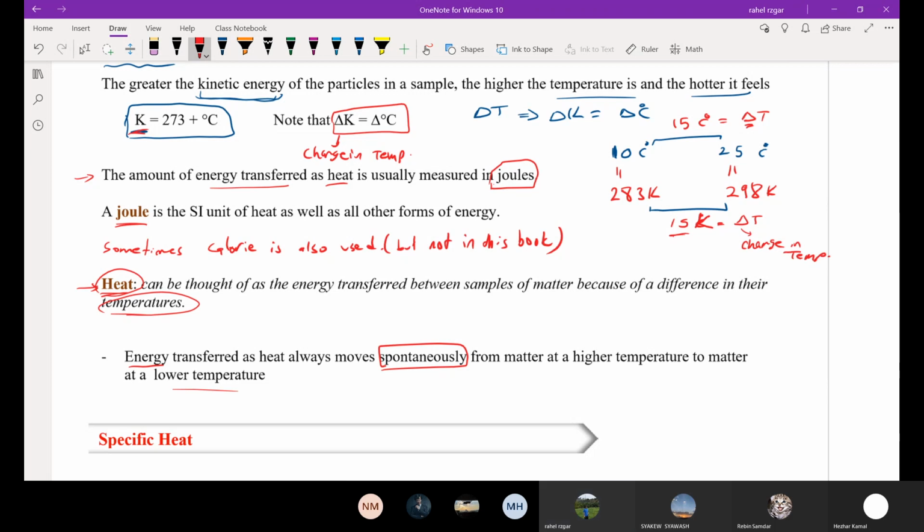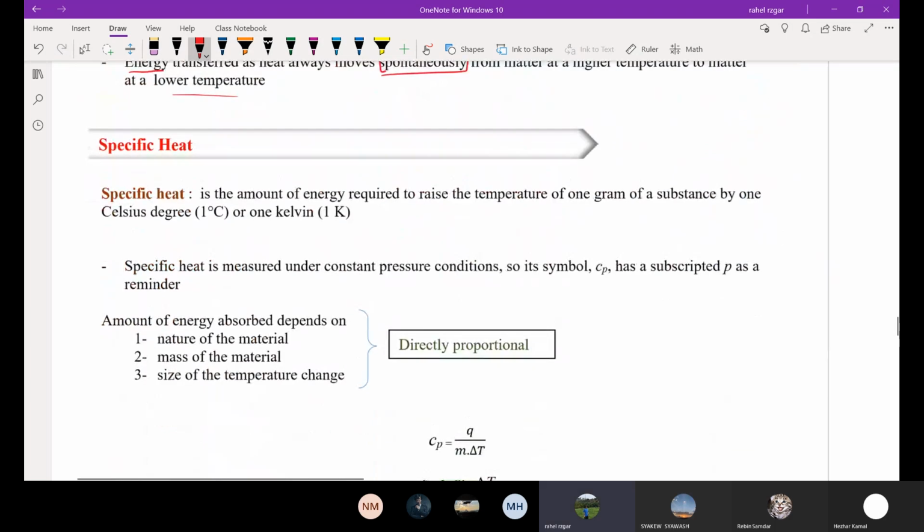Now we'll study specific heat. What is a specific heat? It is the amount of energy needed or required to raise the temperature of 1 gram of a substance by 1 Celsius degree or by 1 Kelvin. What is specific heat? The amount of energy required. So how much energy do you need?